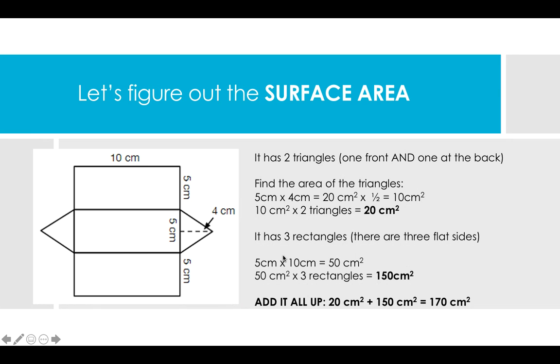Remember, the formula of a rectangle is length times its width. So we go 5 centimeters times 10 centimeters. So I know that there are 3 rectangles. So I go 1, 2, 3. That's why I multiply it by 3. I am left with 150 centimeters squared. I add it all up and I get a total of 170 centimeters squared.